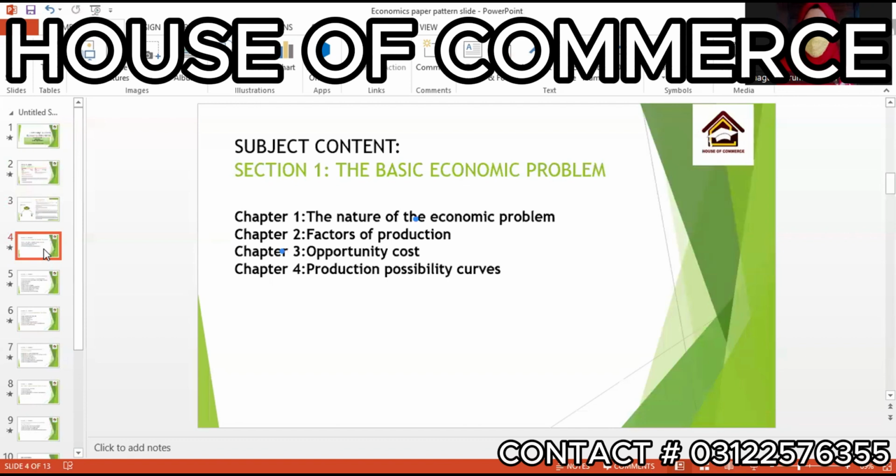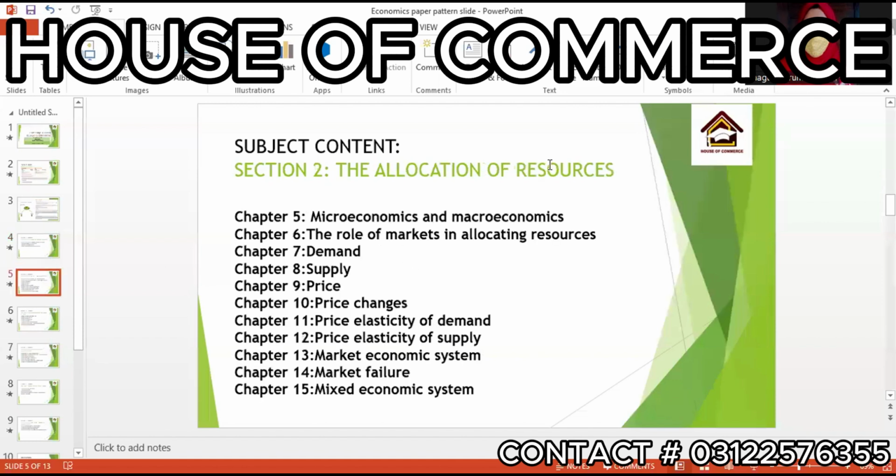Now I will tell you the subject content. There are 6 sections we have to cover in this course. Section 1 is about the basic economic problem: the nature of the economic problem, factors of production, opportunity cost, and the production possibility curve. Section 2 is the allocation of resources.